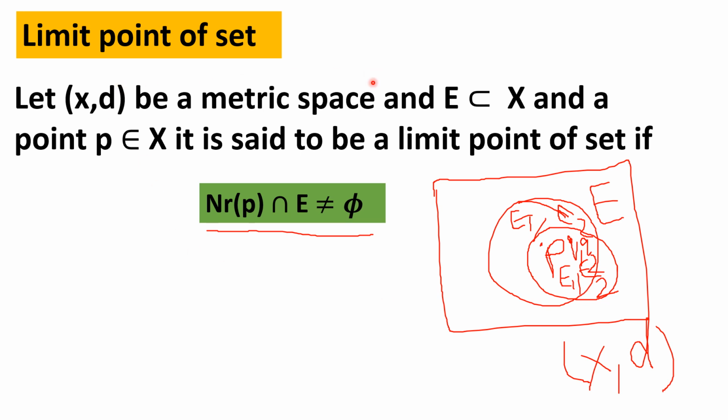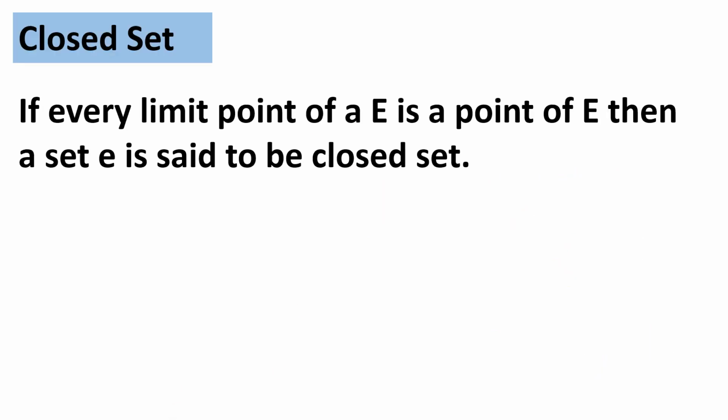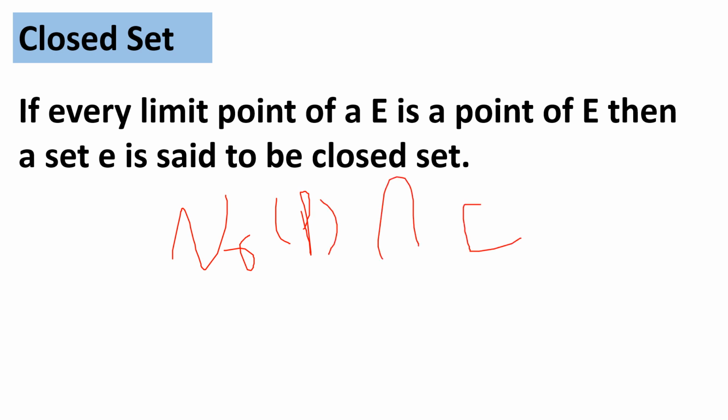Okay, now we will see what is a closed set. Closed set. If every limit point of E is a point of E, then the set E is said to be a closed set. Now only we have seen what is a limit point of E, which is nothing but N_r(P) intersection E is not equal to phi.